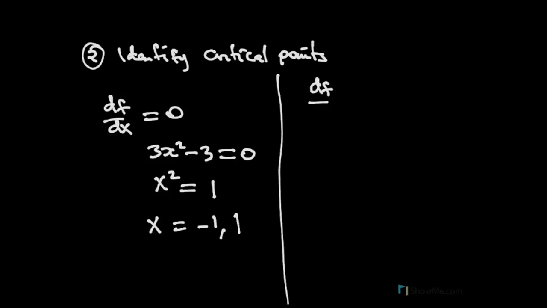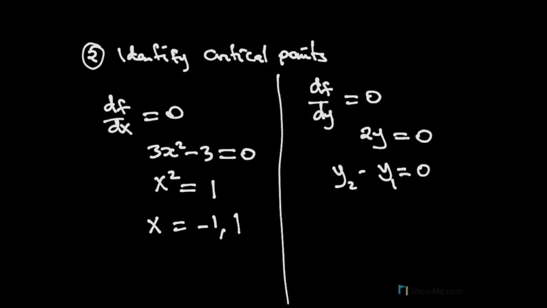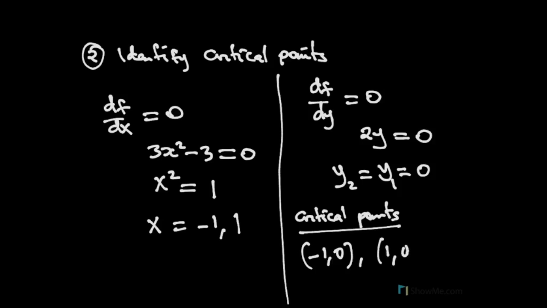Let's see for y. So this is 0. Then we have only y is equal to 0. So this means y1 and y2 are the same. So the critical points here are negative 1, 0, and positive 1, 0.